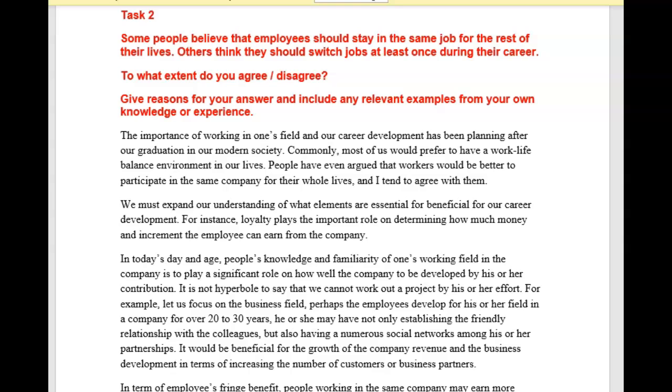This is about changing jobs or staying in the same job. Let's see what you've said. The importance of working in one's field and our career development has been planned. I don't know what that means, actually. After our graduation in our modern society. All right, what does this mean? The importance of working in one's field and our career development. I don't understand this sentence.